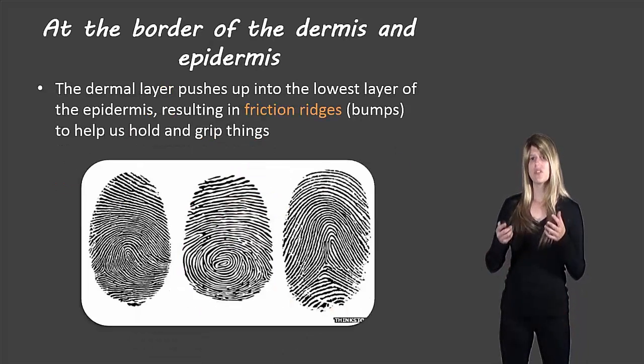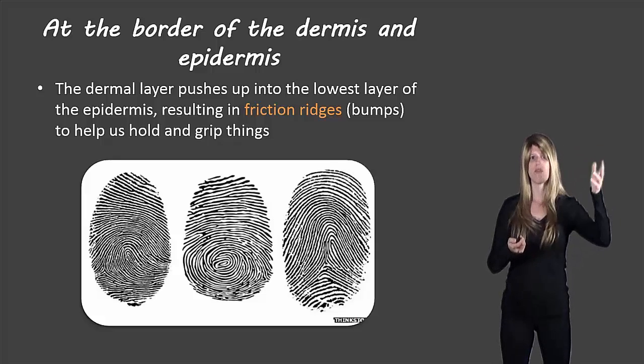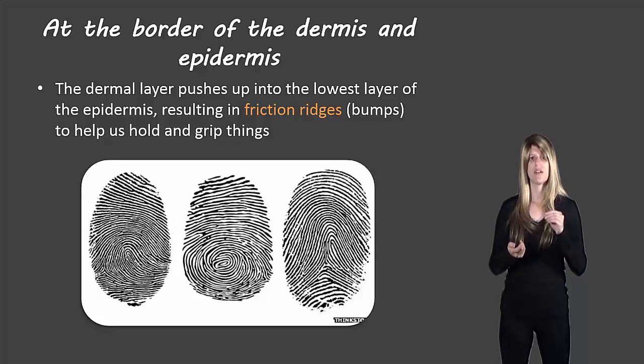In between the dermis and the epidermis, some of the dermis actually pushes up into the epidermal layer, and that causes these bumps and folds and wrinkles, which help us grab things and hold on to them. You may be able to see those on your fingers. If you put your finger down on a surface, you may see a residual layer of oils left on the surface, and we know those as fingerprints. They're actually called friction ridges when they're on our body, and fingerprints when we touch things.